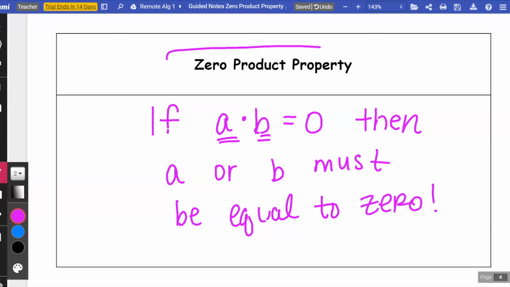And we're going to use this property a lot to help us solve quadratic equations and help us graph them as well as we move through the rest of the semester.